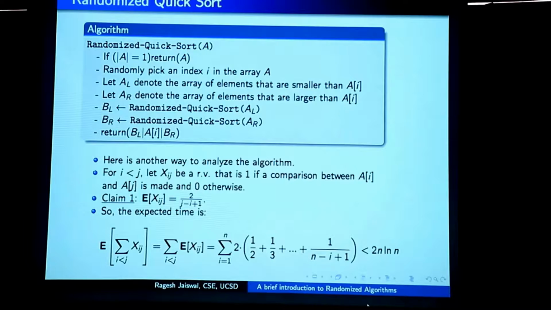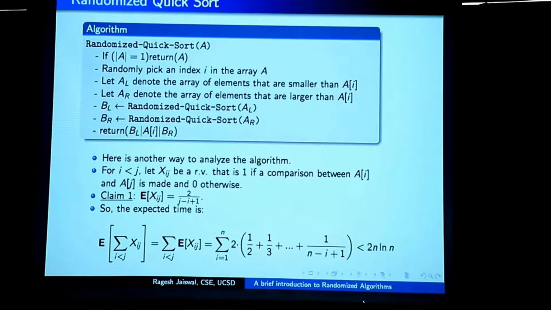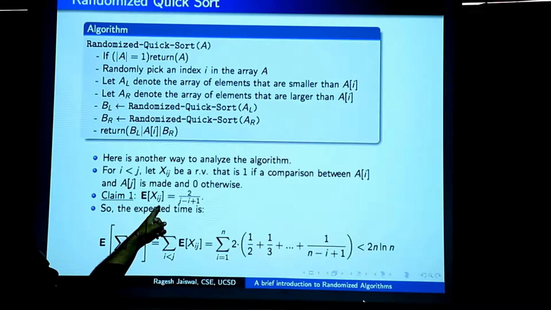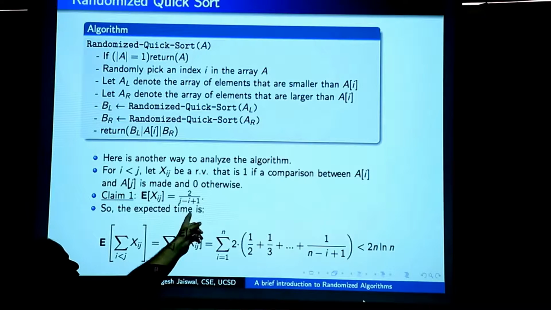Okay, so here's another interesting way to analyze the same randomized algorithm. For i less than j, let xij be a random variable that is 1 if a comparison between ai and aj is made while executing the algorithm, and 0 otherwise. Now, I want to claim that the expectation of this random variable xij is 2 by j minus i plus 1.